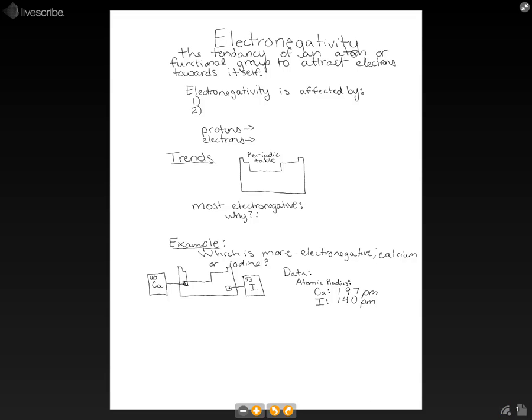This lesson is about electronegativity, and electronegativity is the tendency of an atom or a functional group to attract electrons towards itself. Electronegativity is affected by two things. The first thing is the atomic number, and the atomic number is important because it tells us the number of protons that an atom has. The second thing it's affected by is the distance the valence electrons are from the charged nucleus. And this can be more simply stated as the atomic radius.